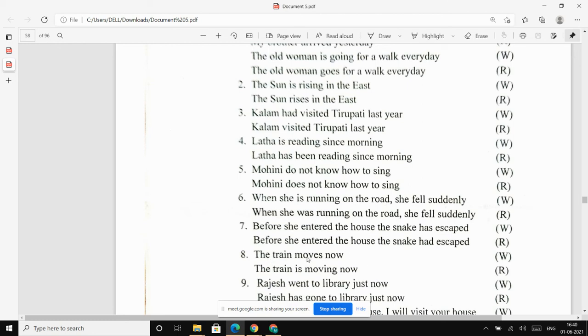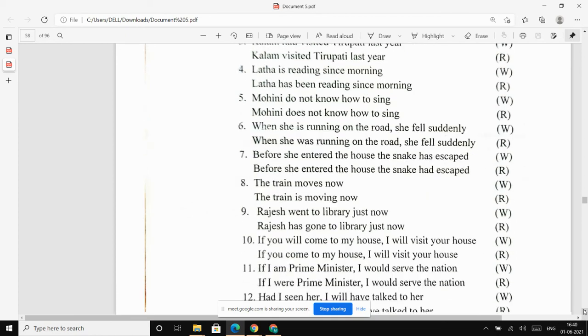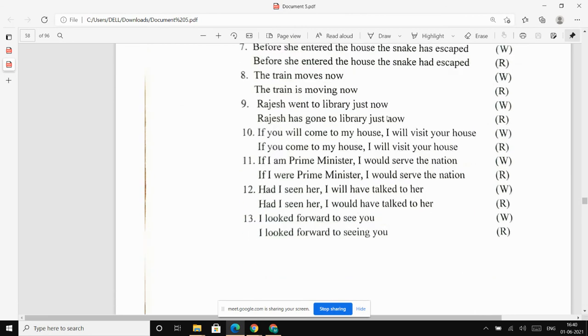And then the train moves now. The train moves now. So now indicates that the action which is going on at the time. So the train is moving now is the right answer. Then Rajesh went to library just now. So this just now tells that it is the just now completed action. For this sentence, we have to use present perfect instead of simple past. Rajesh has gone to library just now.